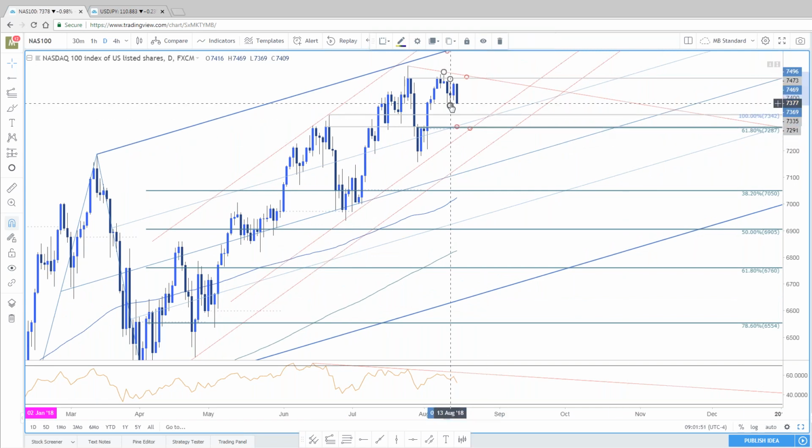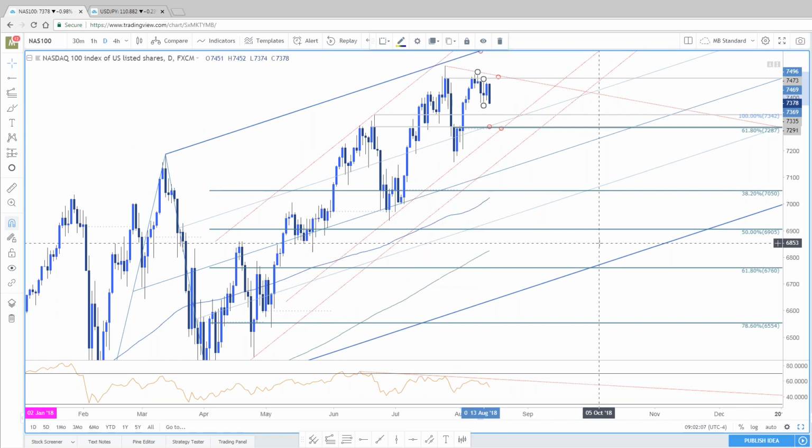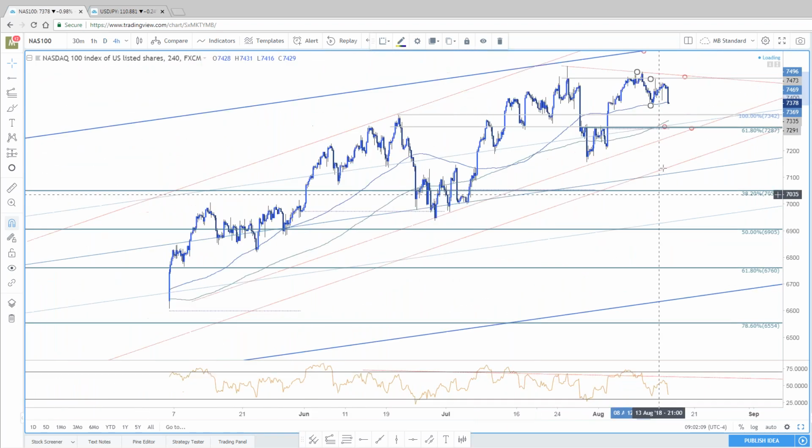What happens on the daily charts, by the way, guys, is when you put the candle high and low on the same candle, for some reason on TradingView, the chart disappears. So sometimes you won't see it on the daily chart, but here's what it looks like on the 4-hour.